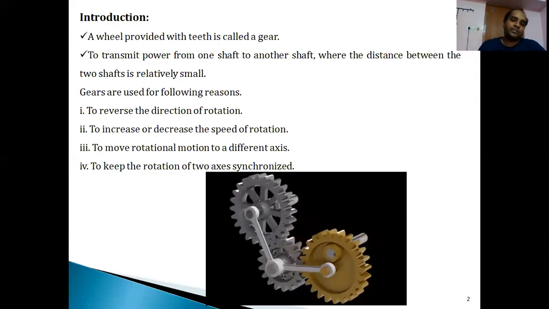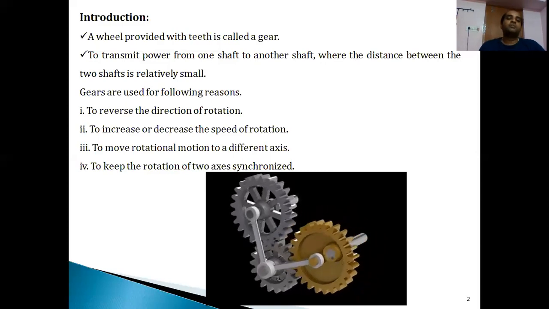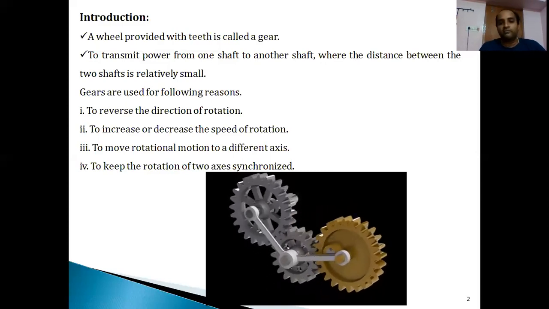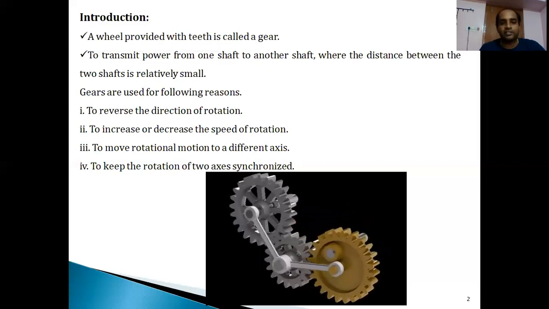But here also, gear drives have some advantages when compared to belt drives, and there are also some disadvantages. We can see these as we move through the next slides. So moving on to the next slide.